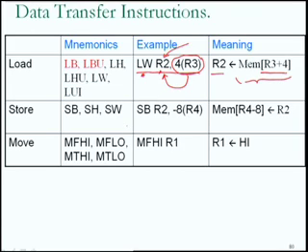Okay, I'll make a comment about LUI a little later. Now, similarly, there are the store instructions. There is store byte, store half, and store word. And as seen in this example, the example is store byte R2, -8 R4. So, the store instructions in general are used to copy a value from a register into a memory location.